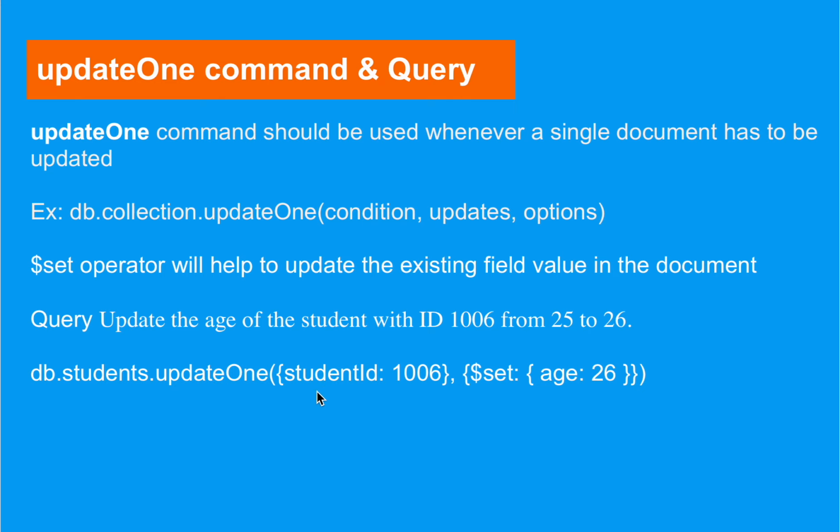The query will be like this: db.studentscollection.updateOne, and it takes two params, that is a condition and the updating values. So the condition in our case is student ID should be 1006, and the update that we should make is to the age field value. For that, the $set operator takes an object as its value, and the object will have the field name and the value. The field is age and the value to be updated is 26.